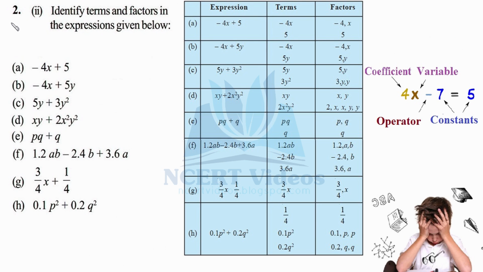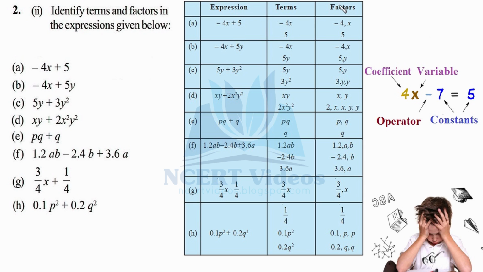Second part of second question, identify terms and factors in the expressions given below. So these are the expressions and we have to find terms and factors. So in this, first of all, make 3 columns. So these are columns and these are rows. First of all, writing the expression as it is, minus 4x plus 5, and writing the rest of them in this column.